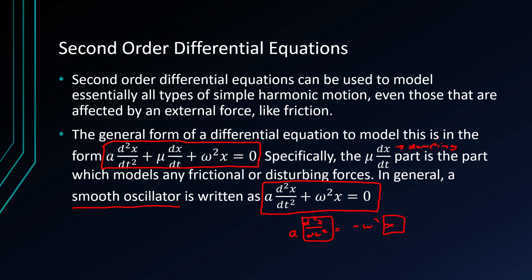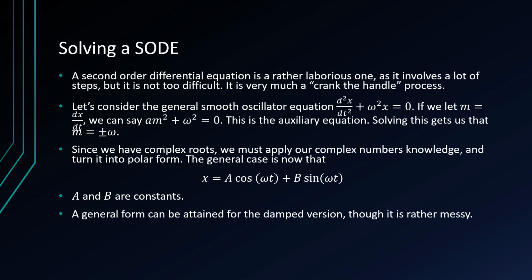Now, how do we actually go ahead and solve one of these? Well, in a quick way, there is a very long process on doing it, but we can say that a smooth oscillator has the form d2x by dt squared plus omega squared x is 0. We're just going to let a equal 1 here for simplicity. So if we let m equal dx dt, then we can say that a m squared, so there actually should have been an a in here, but solving this will get us that m is plus minus omega, which is a bit weird.